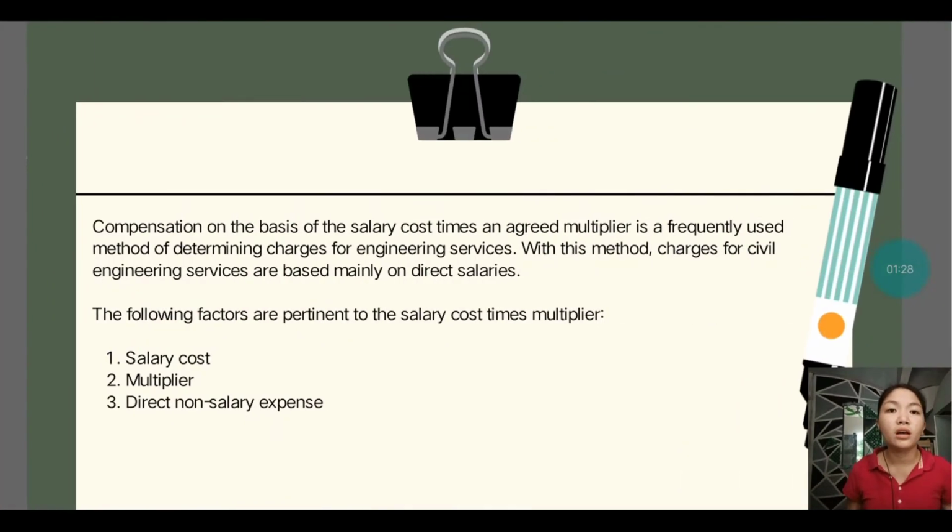Compensation on the basis of the salary cost times an agreed multiplier is a frequently used method of determining charges for engineering services. With this method, charges for civil engineering services are based mainly on the direct salaries. So, these are the following factors of the salary cost times multiplier. Number 1, salary cost. Number 2, multiplier. Number 3, direct non-salary expense.